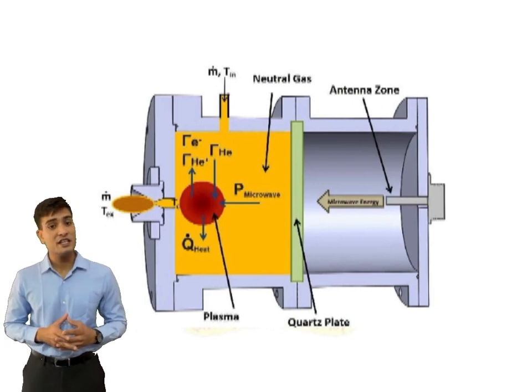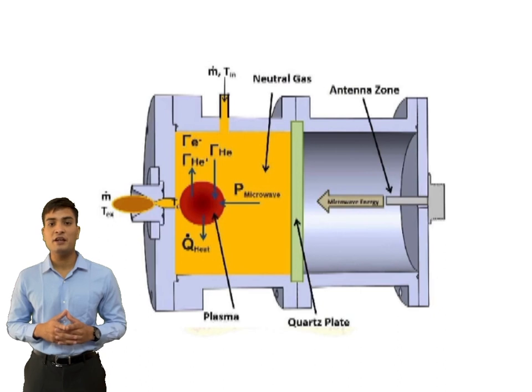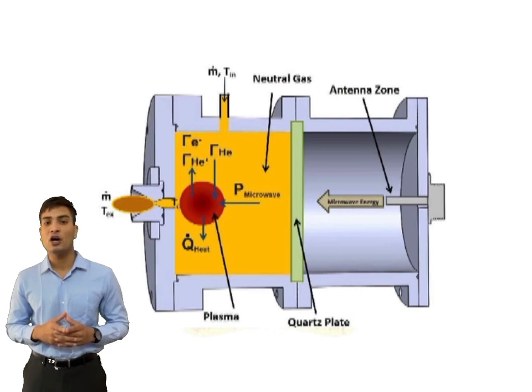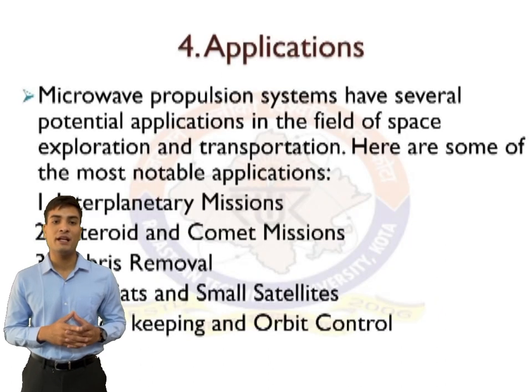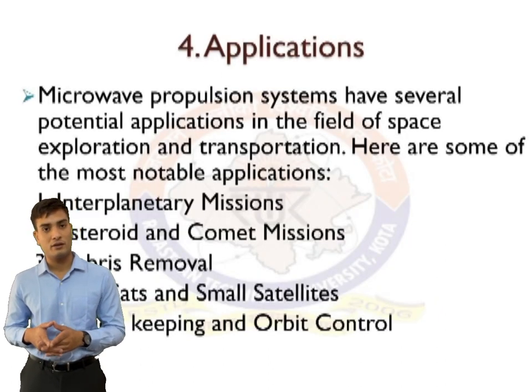The third stage is the exhaust. The accelerated plasma is then expelled out of the spacecraft through a nozzle. This generates the thrust that propels the spacecraft forward.